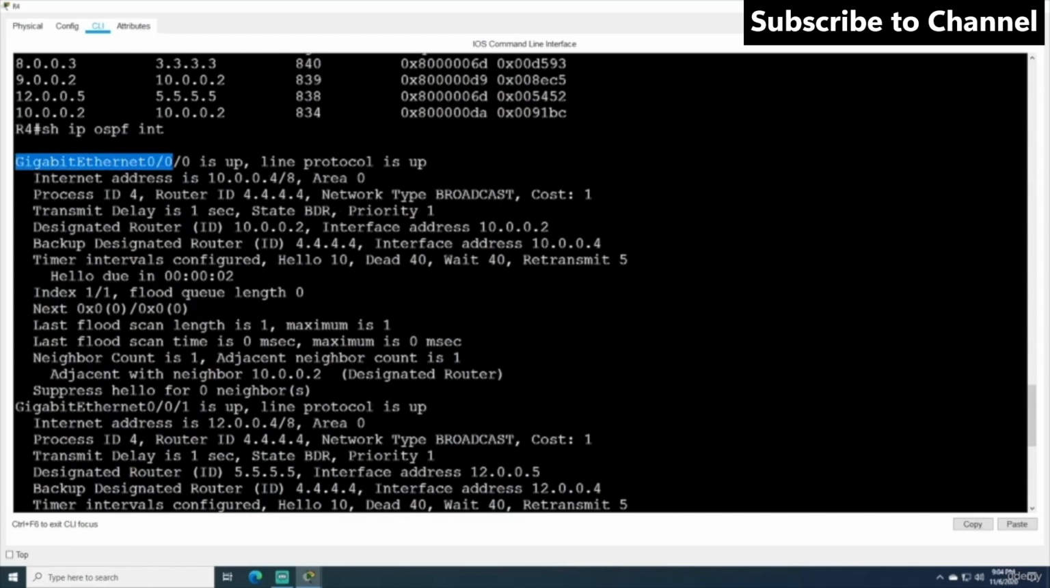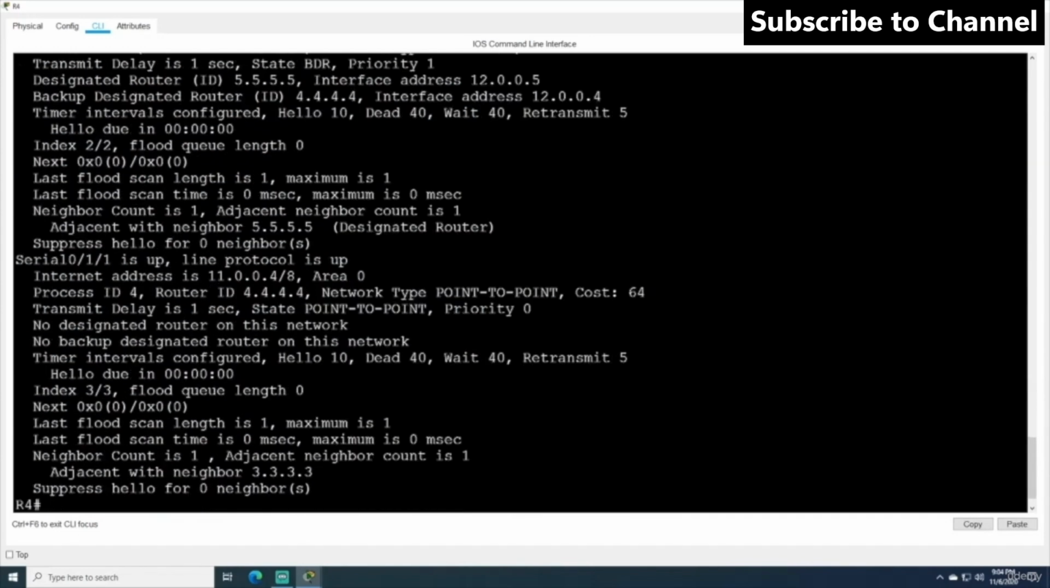We look at gigabit 0/0/0, see the 10,000 network. We can see that router 4 is the backup designated router on the 10,000 network, and that the designated router is, of course, router 2. We can see its information there. We can see the cost of 1, which is the calculated cost via OSPF on a gig link. So obviously 1 is much lower and better than 64.